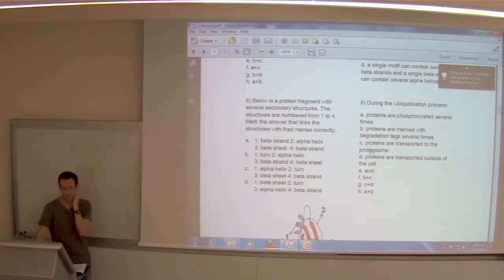During the ubiquitination process, proteins are phosphorylated several times. Proteins are marked with a degradation tag several times. Let's stop here. So A and B, which is correct? Right. They are not phosphorylated. They are being tagged with a ubiquitin. That's a molecule that tags them. Okay. Proteins are transported to the proteasome, or proteins are transported outside of the cell. Which one? It's C, proteins are transported to the proteasome. So all in all, you have to choose F, B, and C.